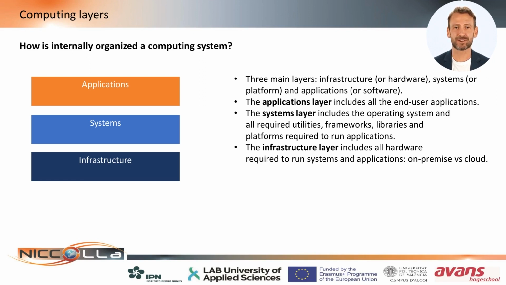Applications make use of libraries and run on top of different frameworks, environments, or platforms. All these elements reside in the systems layer, which also includes the operating systems. In short, this layer provides all the basic support required by higher-level applications. Finally, all systems and applications must run on a specific infrastructure. The infrastructure layer includes hardware, devices, and networks, and we can identify either on-premise infrastructure or cloud computing. We will talk about these two types of infrastructure in the next slides.